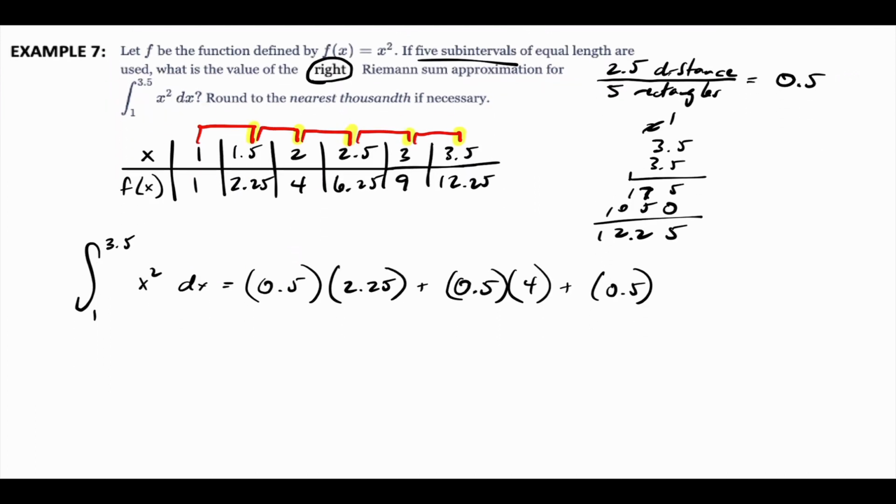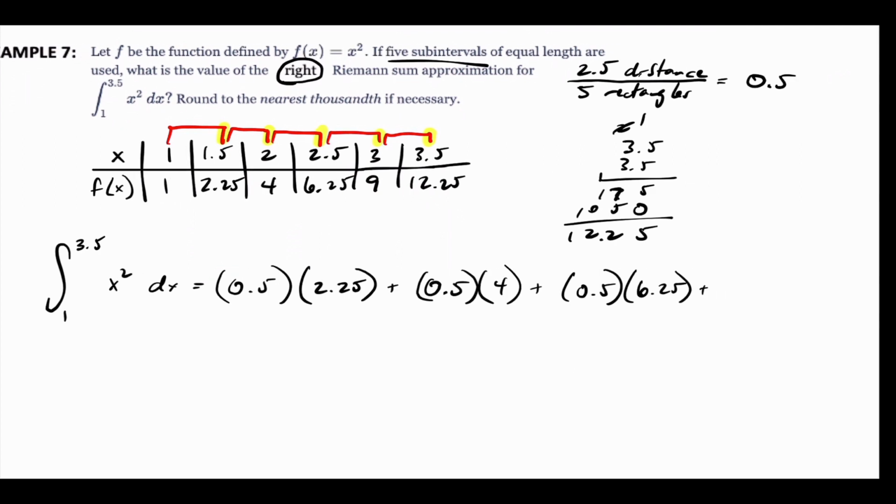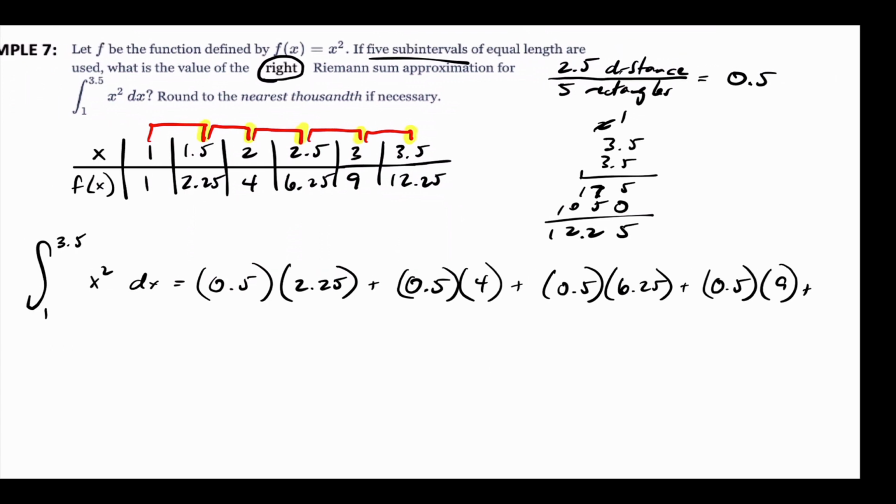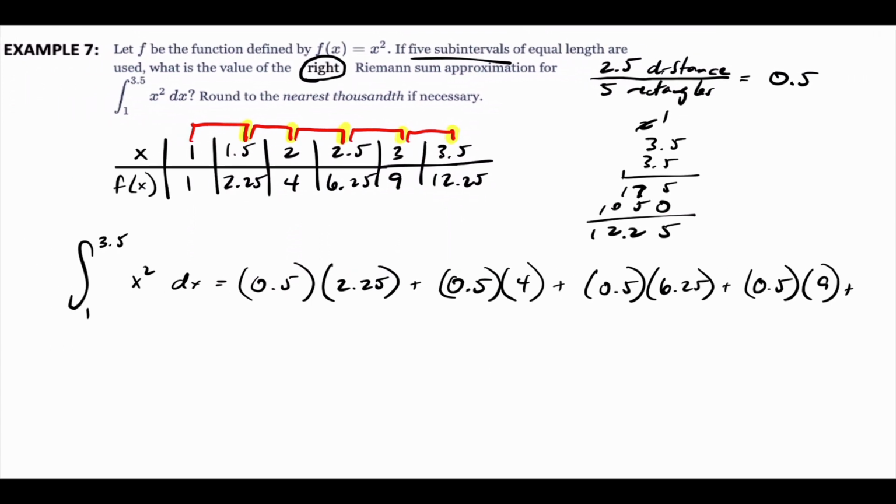The next rectangle is going to have a width of 0.5 again, a height of 6.25. The next rectangle is going to have a width of 0.5 and a height of 9. And then the last rectangle is going to have a width of 0.5 and a height of 12.25.